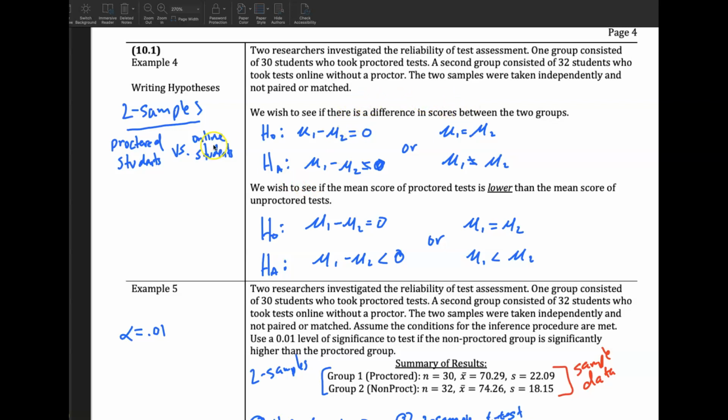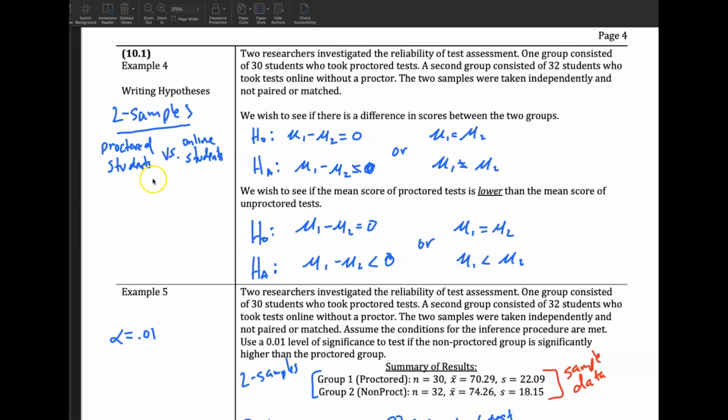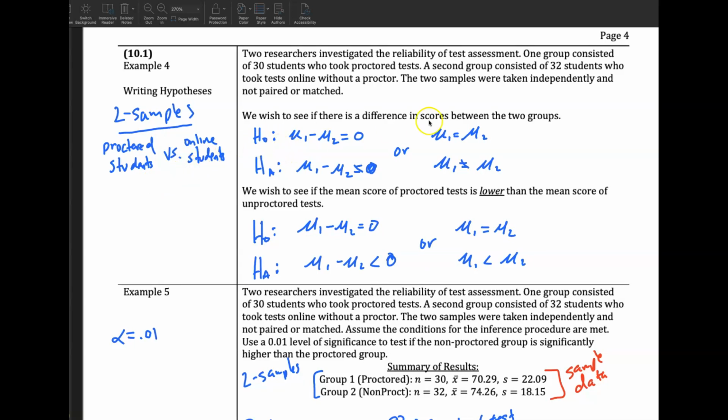We're comparing test scores of students who were in class, or proctored, when someone's watching them, versus online students. And so you will see, we wish to see if there's a difference in scores between the two groups. The null hypothesis, again, is no difference. That's what the definition of null is. You'll see we're saying the difference between those two equals 0, which means there is no difference. You may also write it as mu1 equals mu2.